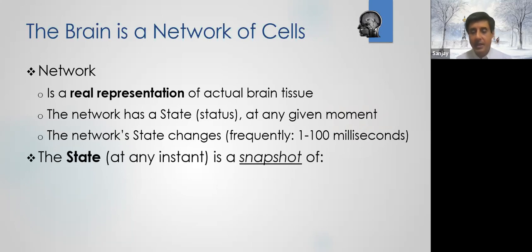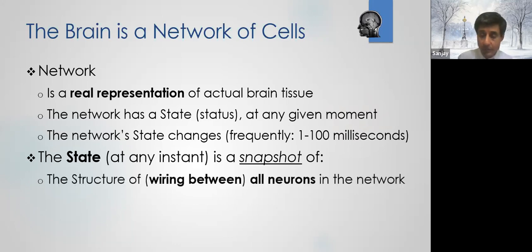And what I mean by state, there are three specific things that are important to understand. State is basically a snapshot in time. It's like a photograph of this map of all of the neurons. One of the things that this state captures that's important to know is the wiring between all the neurons, the structure of the network itself.